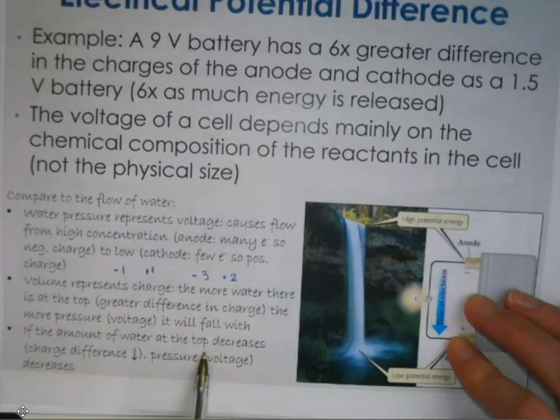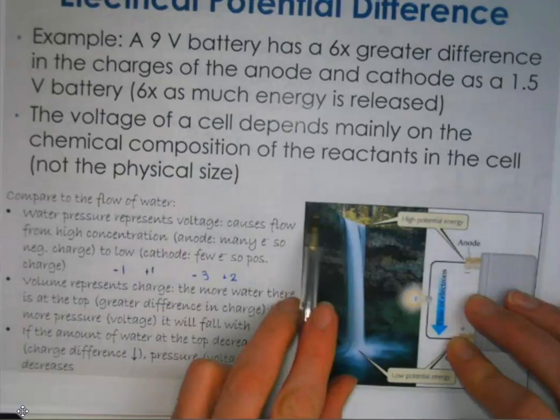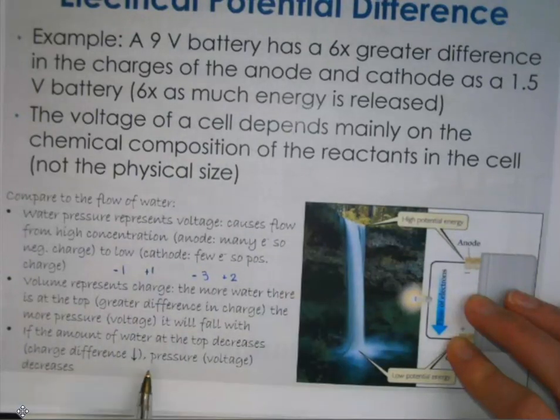If the amount of water at the top decreases, if it's just a trickle, then we don't see as much pressure happening in the waterfall. Same thing with an electrical cell: if you have less of a difference in the charges, the voltage is going to be decreased. The voltage is like the pressure with which it's moving, okay?